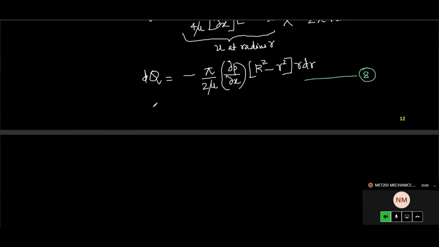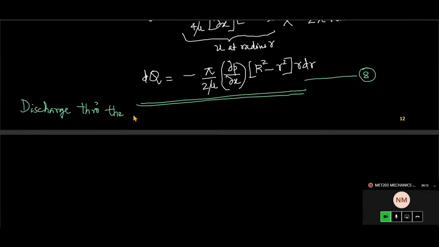So from this dq we will find out the discharge through the entire cross section. This is the discharge through an annular ring. Now the discharge through the entire cross section, the complete circular cross section.